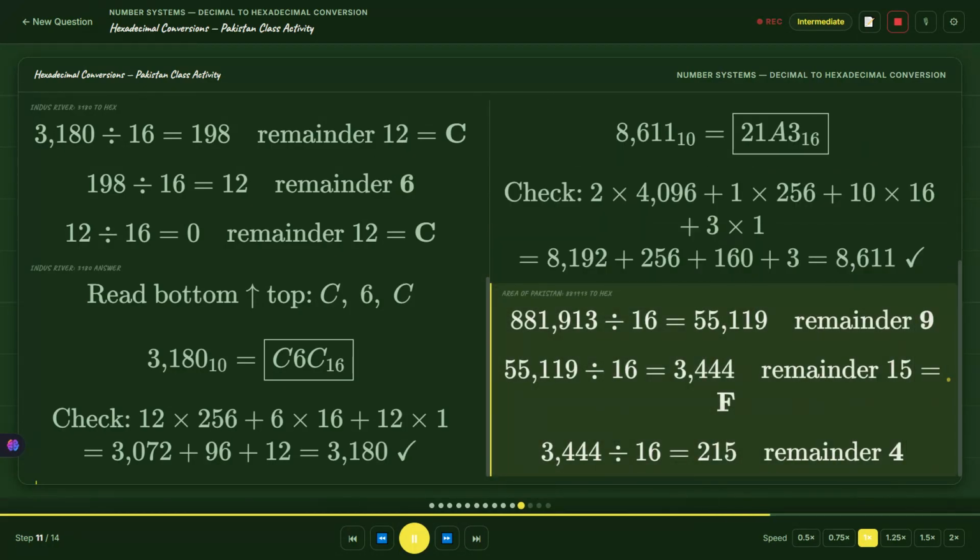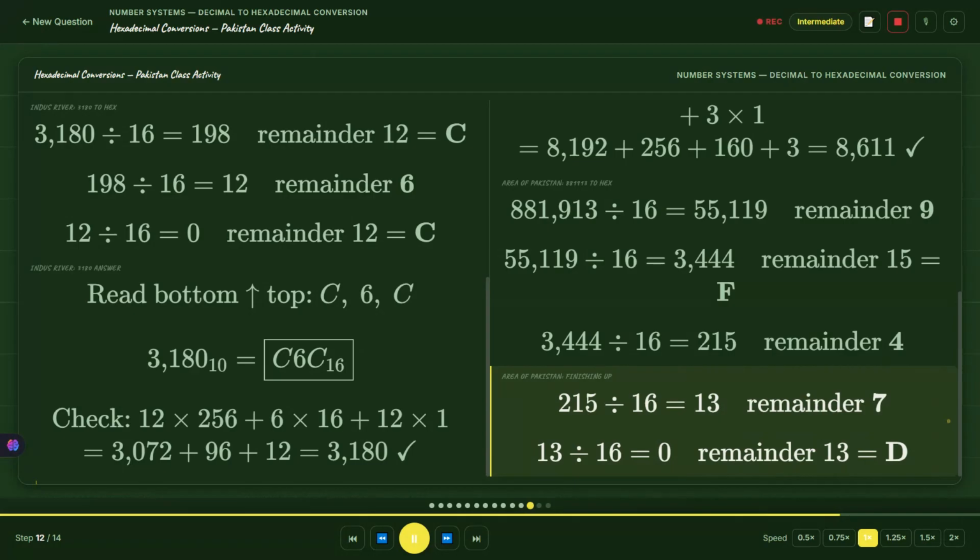Now for the big one. Pakistan's area is 881,913 square kilometers. We start splitting by 16. First we get remainder 9, then 15, which is the letter F, then 4. We keep going.